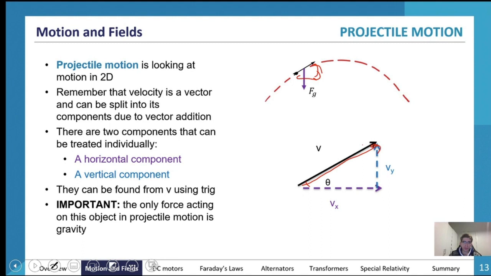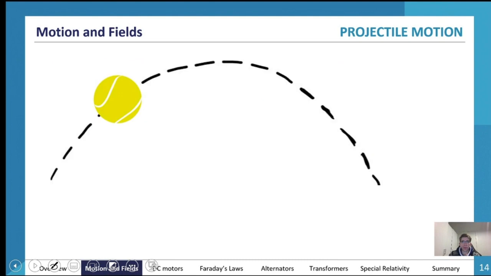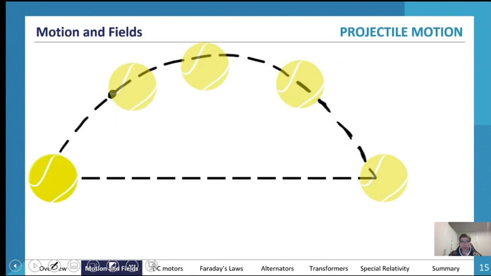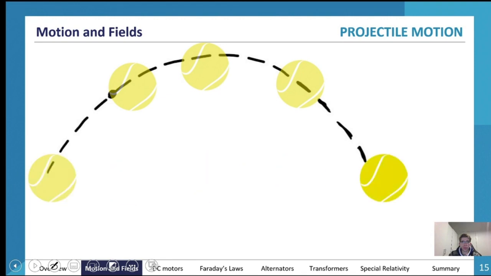But how do we do that? Well, to find the horizontal component of velocity, we say that vx is equal to v cos theta. And to find the vertical component of velocity, we usually use the formula vy is equal to v sin theta. Now, if we were to draw, this is how projectile motion would look like. There is horizontal displacement and obviously vertical displacement.